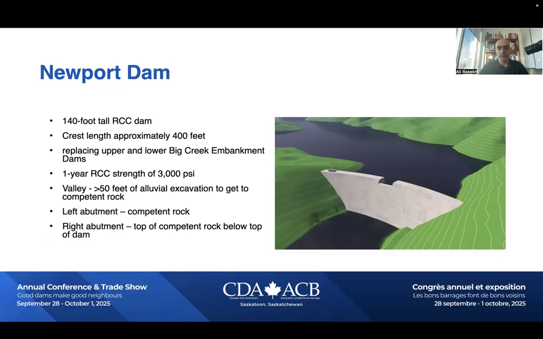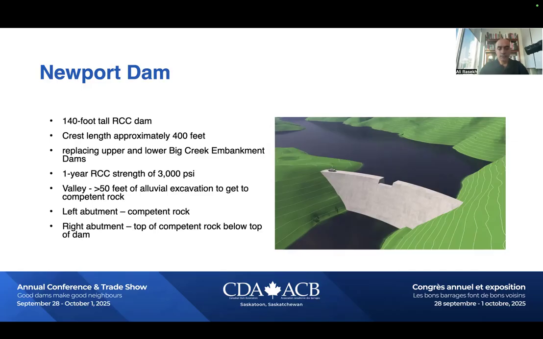Again, a picture of the future dam that is going to be built. Our decision in advance was, as I said, a curved gravity dam, a 140-foot tall RCC dam with a crest length of about 400 feet, replacing both dams that I previously mentioned. The 1 year RCC strength is 3000 psi, which is on the lower side and mostly dictated by the construction side.